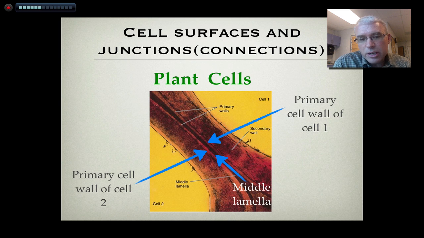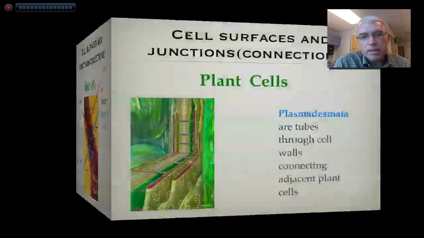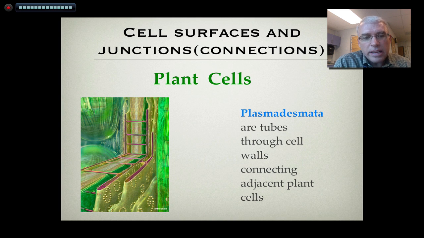Now, inside of each plant cell, you have secondary cell wall material, which can be very thin or very thick, depending on the function of the plant cell that you're looking at. For example, plant cells that are part of wood have very thick secondary cell walls. Plant cells also can communicate with each other through tubes that penetrate the primary and secondary cell walls and allow material to pass from one plant cell to the one adjacent to it. And these are called plasmodesmata.